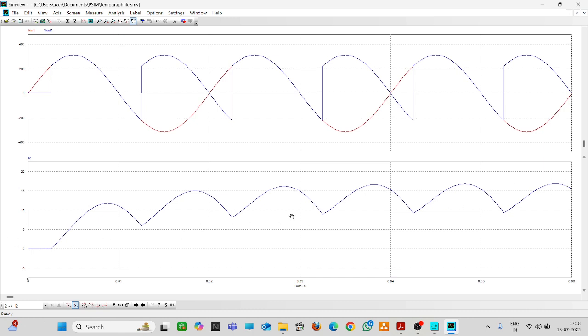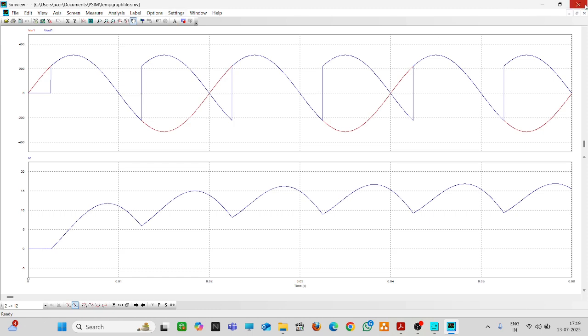It will reach a steady state value. Because of the demo version, we will not be able to see the steady state value, but you can see that this is going to enter into a steady state in a short time. So this is all about the RL load.